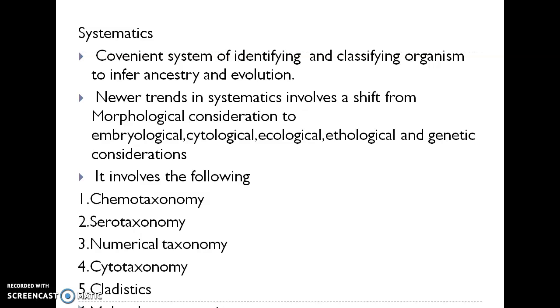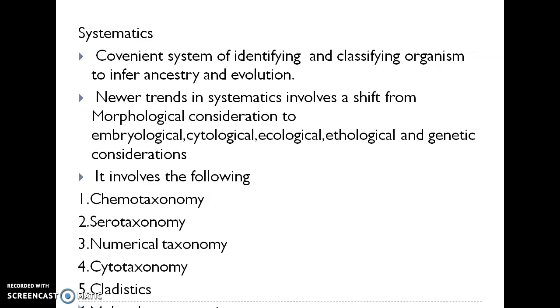And these newer trends in systematics involve the following forms, that is chemotaxonomy, serotaxonomy, numerical taxonomy, cytotaxonomy, cladistics as well as molecular systematics. As you analyze the different forms, you can easily identify the meaning of chemotaxonomy. We are taxonomically identifying organisms on the basis of the similarities of the chemical substances. Serotaxonomy, similarities in the serum or antibodies or antigens, etc. The numerical means some number of similarities as well as dissimilarities. Based upon this number of similarities as well as dissimilarities, we are classifying organisms.